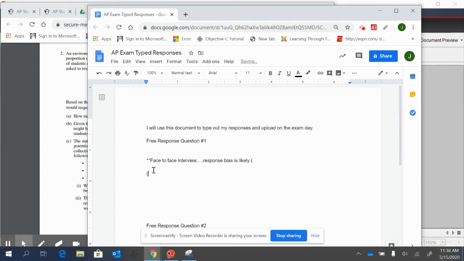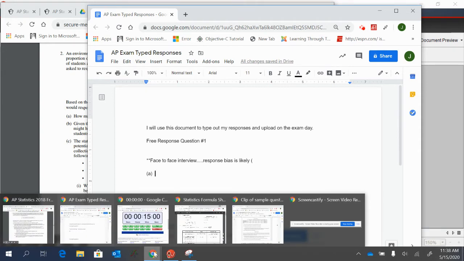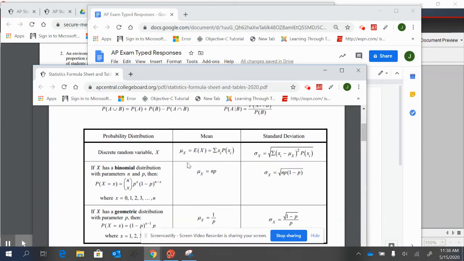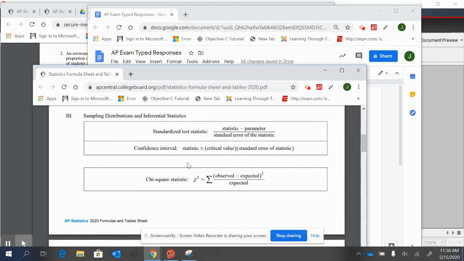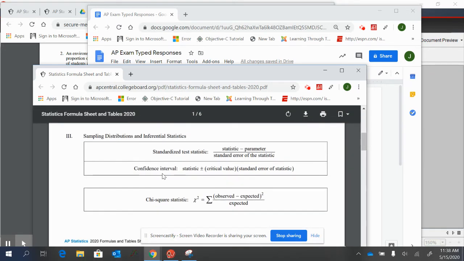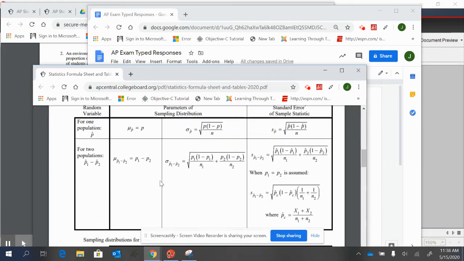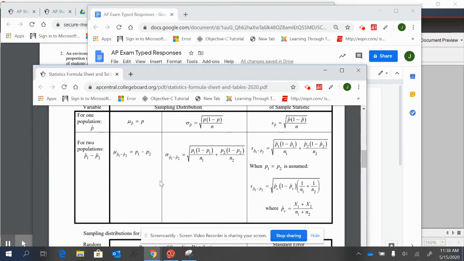So part A, okay. Now for the sample size, I'm going to look on my formula sheet and I'll show you where that is. If I was taking this exam, I would have these ready. Okay, it's not descriptive statistics. It's actually going to be this right here, sampling distributions and inferential statistics. We're going to be using that. Confidence interval. It's the critical value times the standard error of the statistic. So we'll go look on the next page, and it's a proportion. It's a one sample proportion.